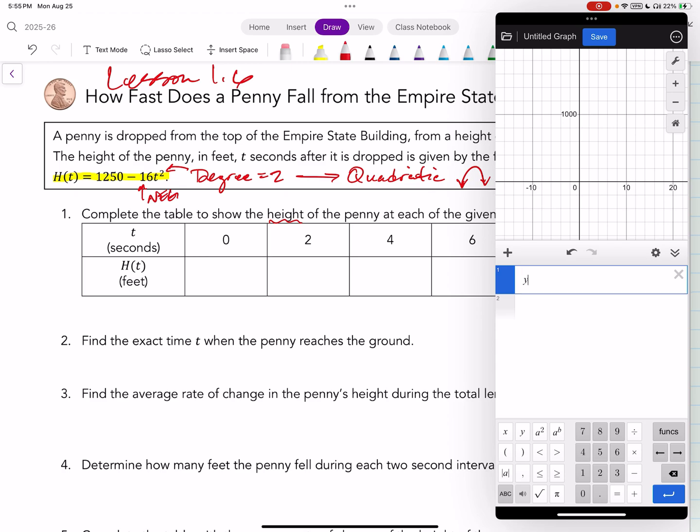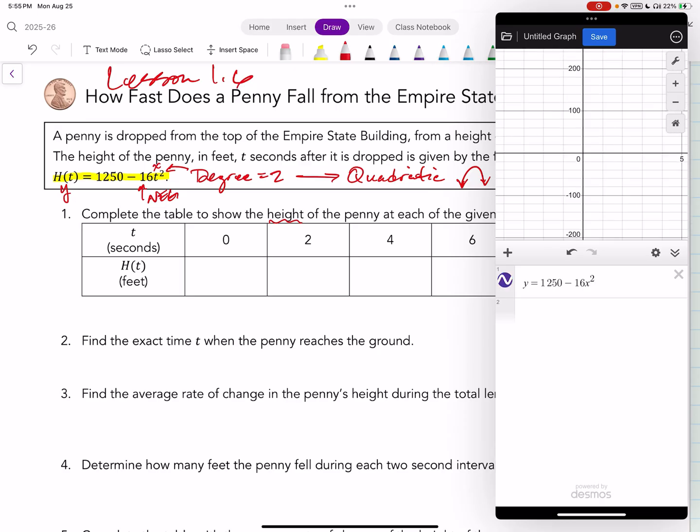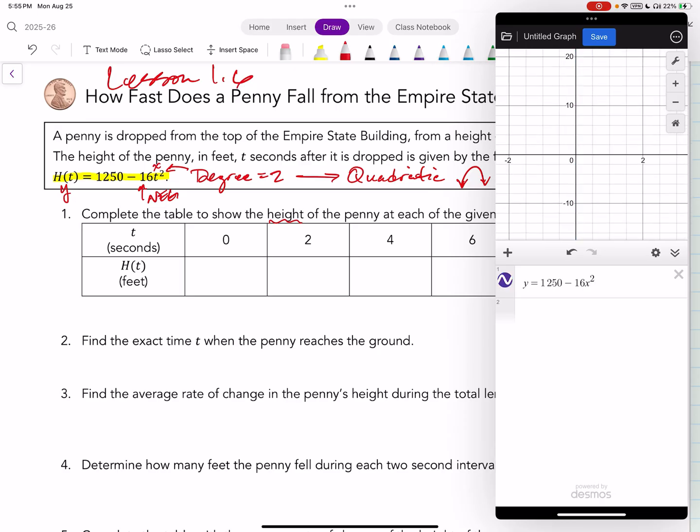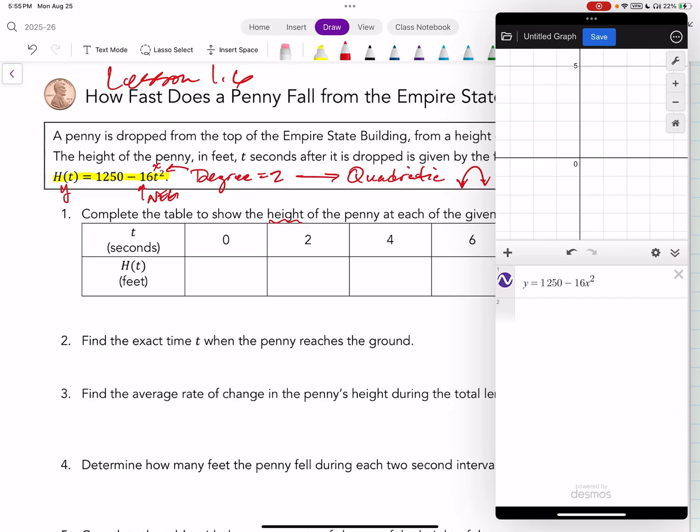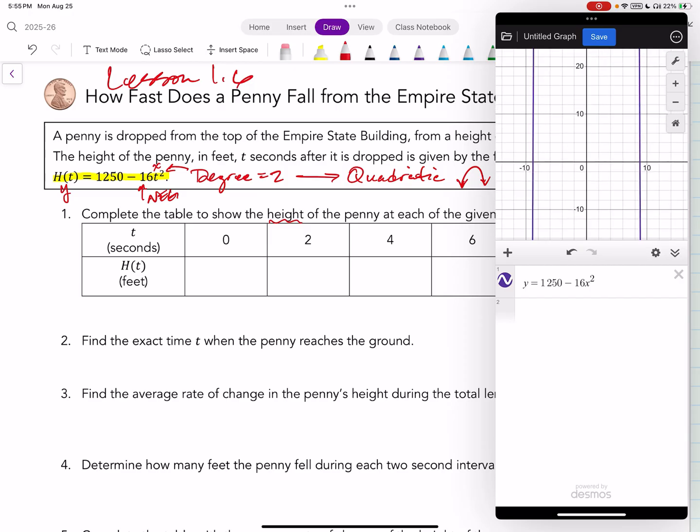So here we go. I'm going to do a little variable switch. I'm going to let the range be y and the input be x, just to make it easy in the Desmos calculator. So you type in your function in terms of y and x. Just do a little variable swap: y equals 1250 minus 16x squared. Boom, there it is. You won't see that initially. I'm sorry, I have to reset my calculator here. You'll probably see this right here.